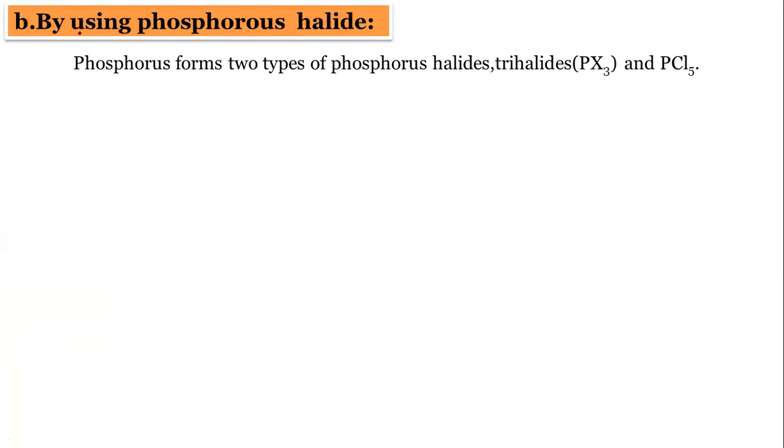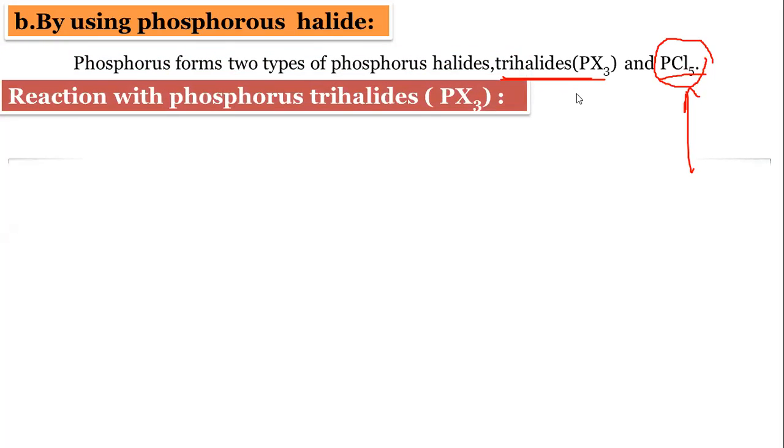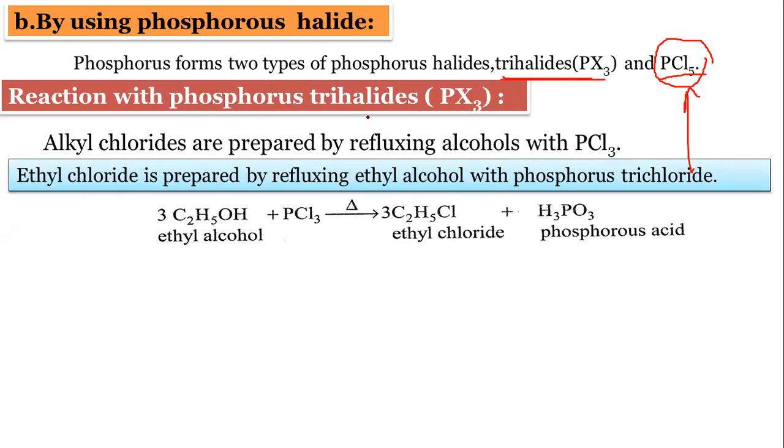Now the second part B is by using phosphorus halides. Phosphorus forms two types of phosphorus halides. The first one is PX3, and PCl5 only. PCl5 is only phosphorus pentachloride. The phosphorus pentabromide is not stable. So remember, only one pentahalide, that is phosphorus pentachloride, but for the trihalides PCl3 is stable, PI3 is also stable. Reaction with phosphorus trihalides, PX3: there are two halides, PCl3, and PBr3 is also stable.